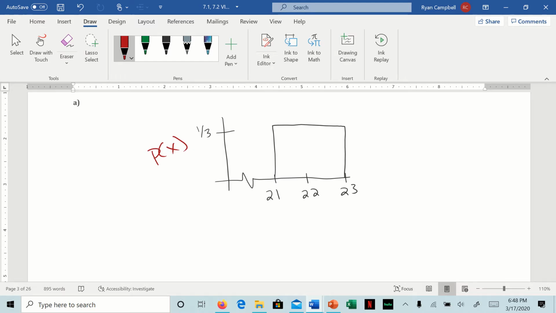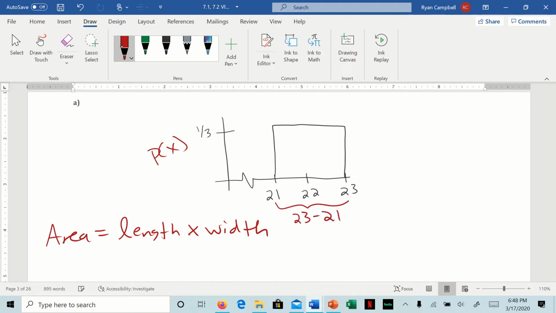Good. So how do we find the area of a rectangle? Well, for those of us who might remember, it is the length times the width, or base times height, might be another thing you've heard. Good. So what is the length of this? Well, if we see how many numbers are between 21 to 23, what would you have to add to it? Well, it's 2, right? So the length is 2. What's the width? We see it's 1/3, from right here. So 2 times 1/3 is 2/3.